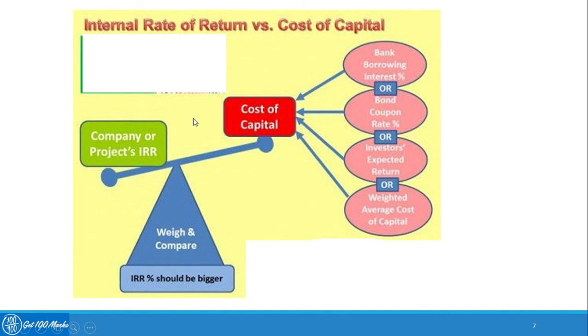So higher the IRR, better it is for a project. This is just an indication for a company to compare its cost of capital and the project's IRR. The project's IRR at any point in time should be more than the cost of capital of a company. And what does cost of capital typically mean? It means the cost the company is paying on bank borrowings. Let's say they have floated bonds. Let's say they have borrowed money from the investors, and the investors' expected rate of return. Basically it's the cost which they are incurring on borrowing their capital. The IRR of the project should be more than that. Only then it makes sense for the company to accept that project.